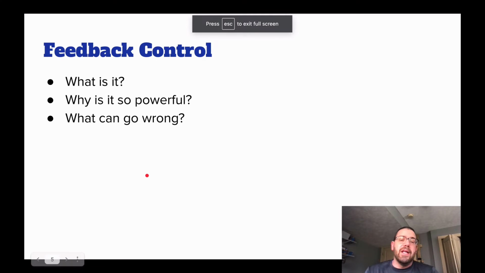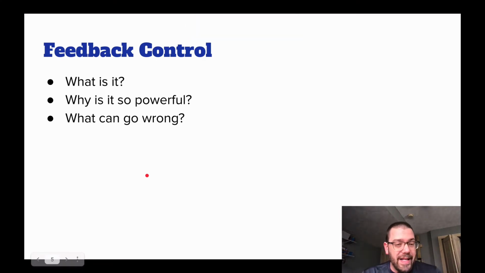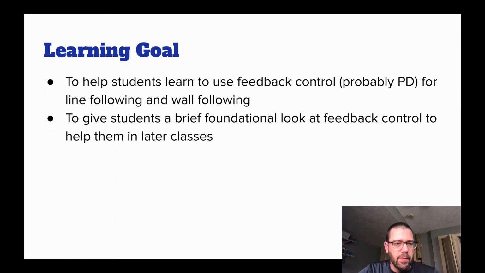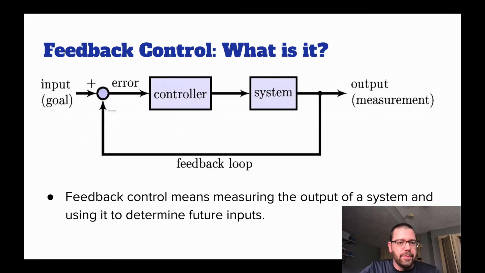So let's talk about some basics about feedback control. What is it? Why is it so powerful? And then eventually you need to know what are some things that can go wrong so you can avoid some of the common problems on your project. So by the time we're done, I hope you know what feedback control is and you know how to apply it to line following or wall following of a robot. And I hope to also give you a brief foundational look at what feedback control is so that you can apply it in your later classes.